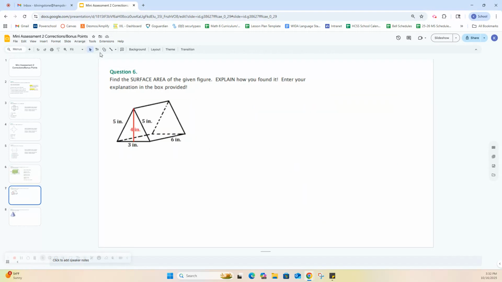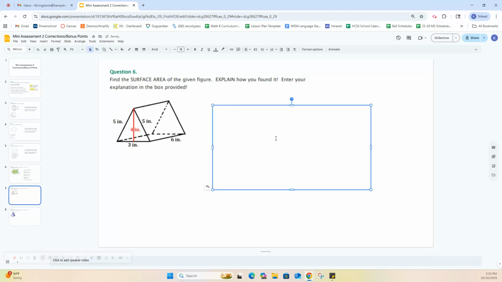Find the surface area of this given figure. Explain how you found it and enter it in the box provided, which I just made. Okay, so we have here a triangular prism. We have a bottom, a left, a right, a front triangle, and a back triangle. Notice I wrote triangle because we're going to need to remember to divide those pieces by 2.